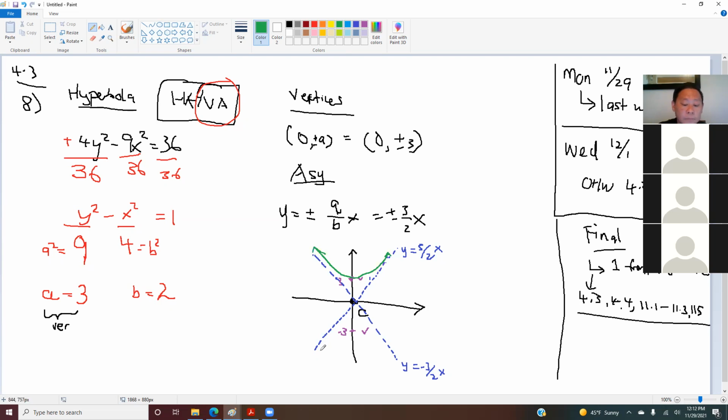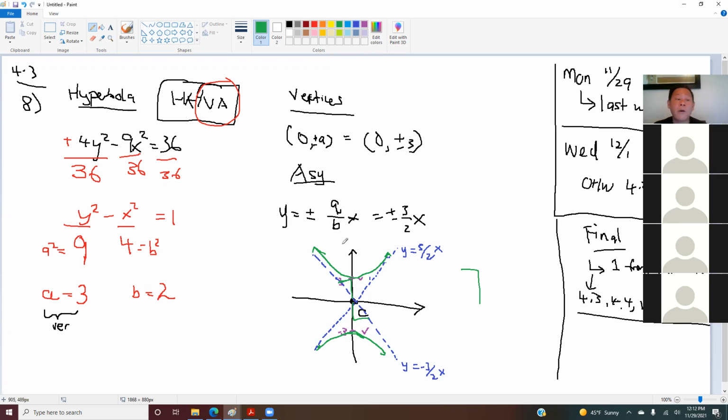The green line. Wait, isn't it supposed to go down 3 because it's negative 3 over 2? You can go up 3 and go across, or I can go down 3 and go over. Same thing. Okay. Same thing. Yep. So this is how you figure out the line.